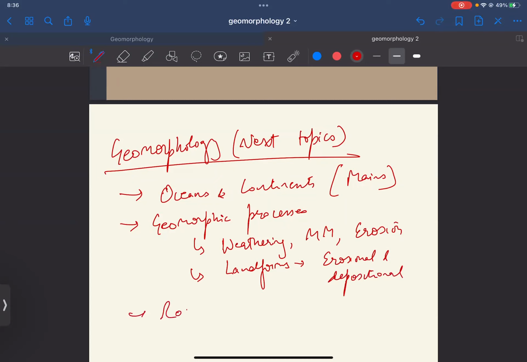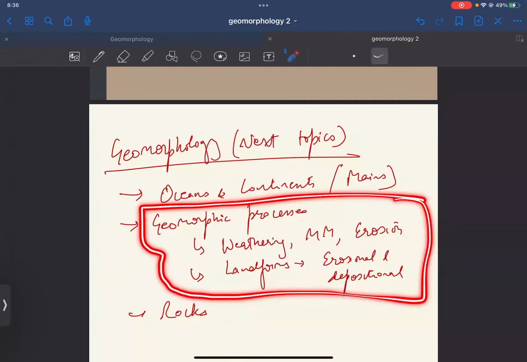Also we have one topic of rocks. If you look over here, this is the topic. From this region, UPSC has hardly asked any question. Even in prelims, UPSC has never asked a question on this, but still we have to cover it. But this will never be our priority. Just keep this in mind.